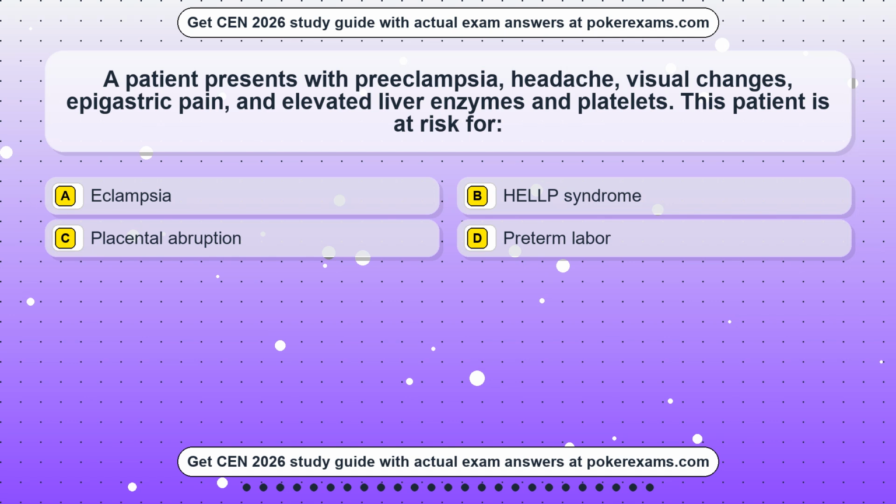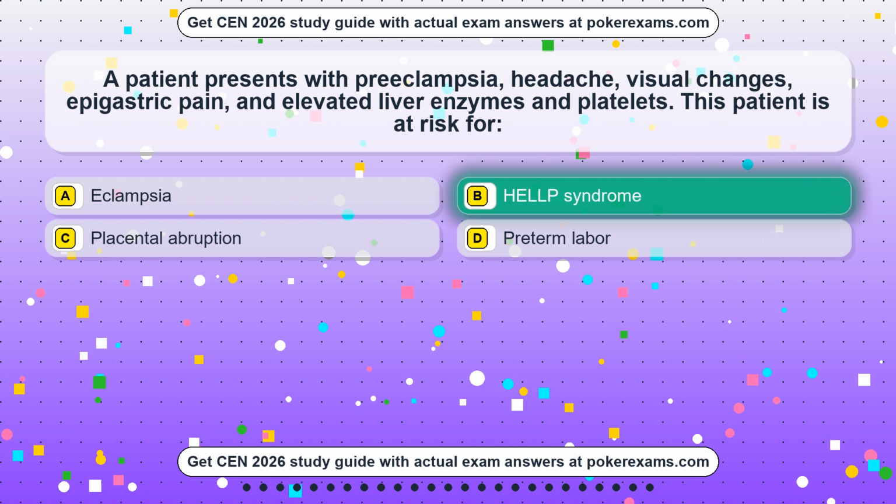Question 1. A patient presents with preeclampsia, headache, visual changes, epigastric pain, and elevated liver enzymes and platelets. This patient is at risk for Option A, eclampsia. Option B, HELLP syndrome. Option C, placental abruption. Option D, preterm labor. The correct answer is option B, HELLP syndrome.